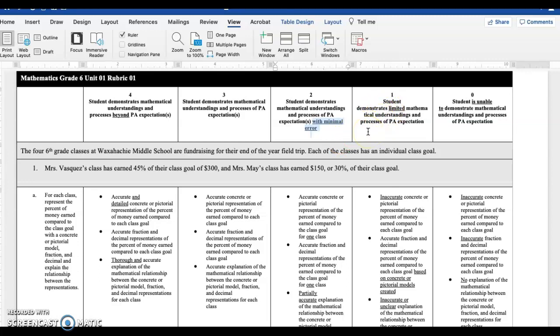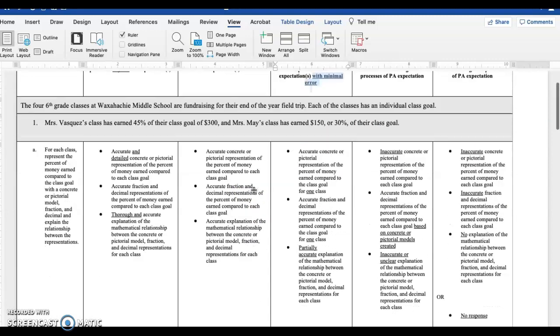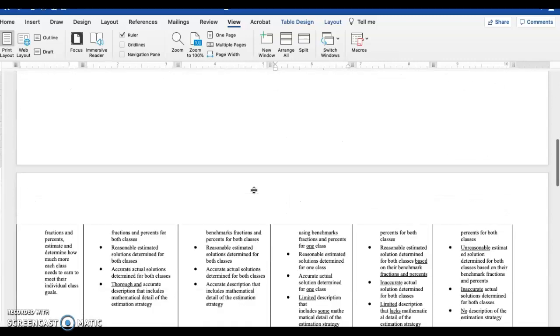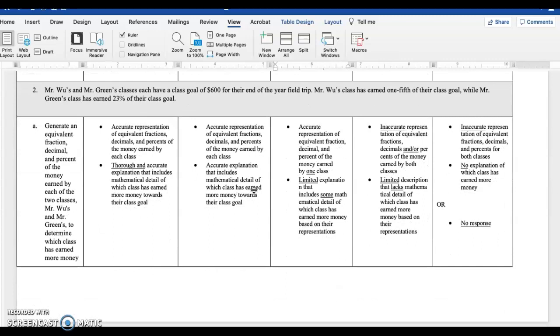You can tell that they're beginning to understand the concepts, but they're not quite there yet. And for a 0, this is for a student who just doesn't get it or doesn't answer, just leaves it blank. So 0s are pretty hard to get unless they just don't do anything. And again, it tells you exactly what is required for all of these. So as we unpack, we might give examples of answers to different questions and see if they can calibrate.